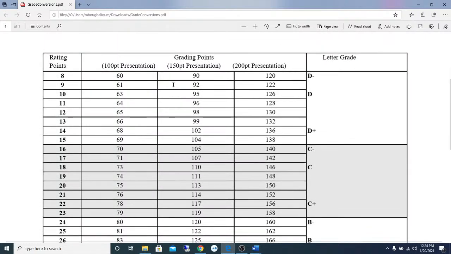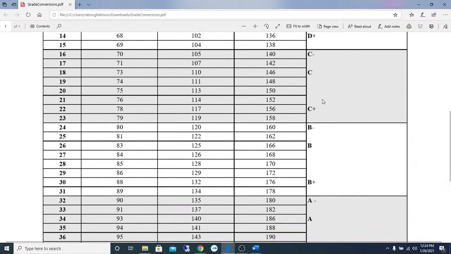8 points out of 40 is a 60% on a 100-point presentation, 90 points on your 150-point presentation, and 120 points on your 200-point presentation, but all of those equal a D-, a passing grade. And if you'll see, the grade conversion doesn't even go lower than that, because I can't give you anything lower than that. If you give me just a video file with your name and your speech topic, the minimum that I can give you is an 8 out of 40, which is a passing grade, a D-. 10 out of 40, you start to get into a D.